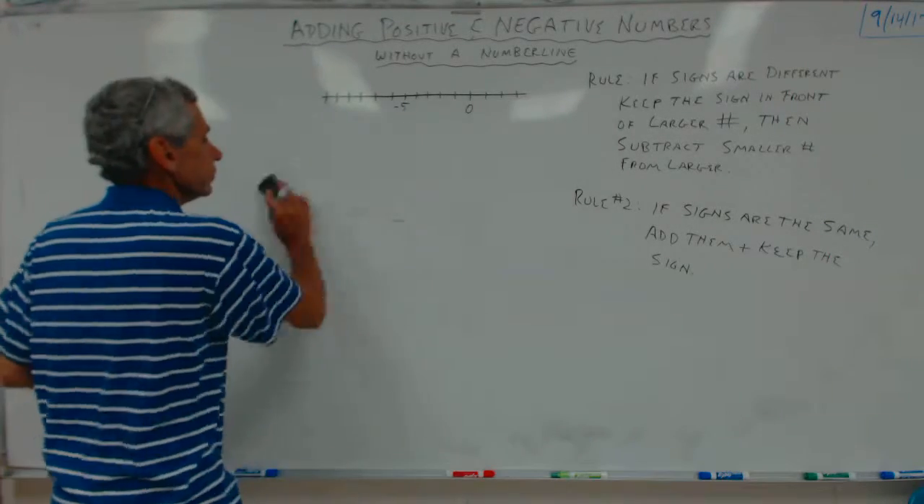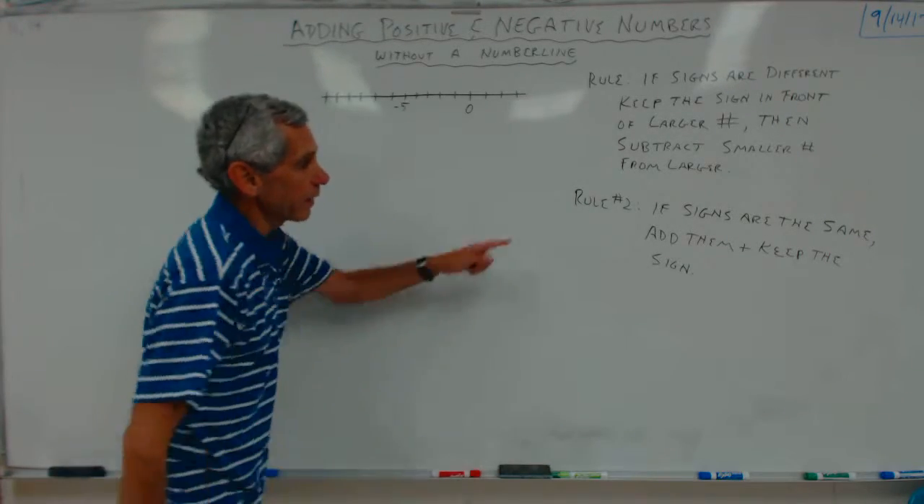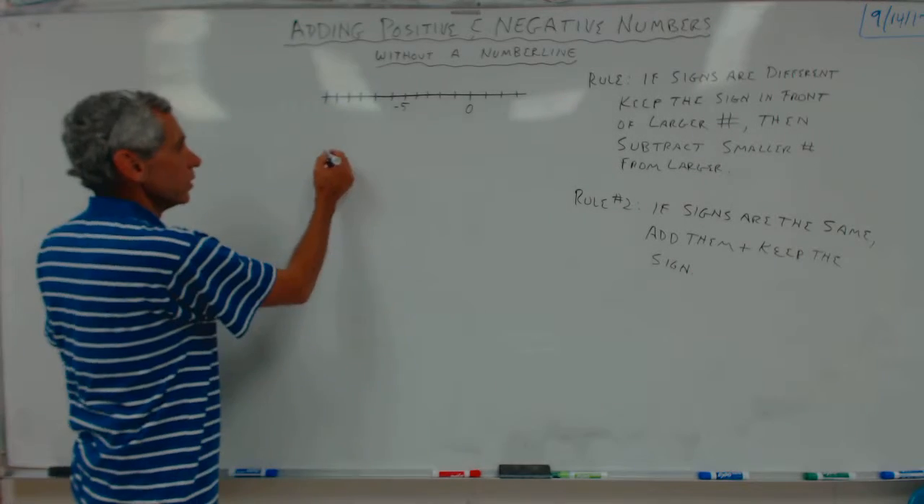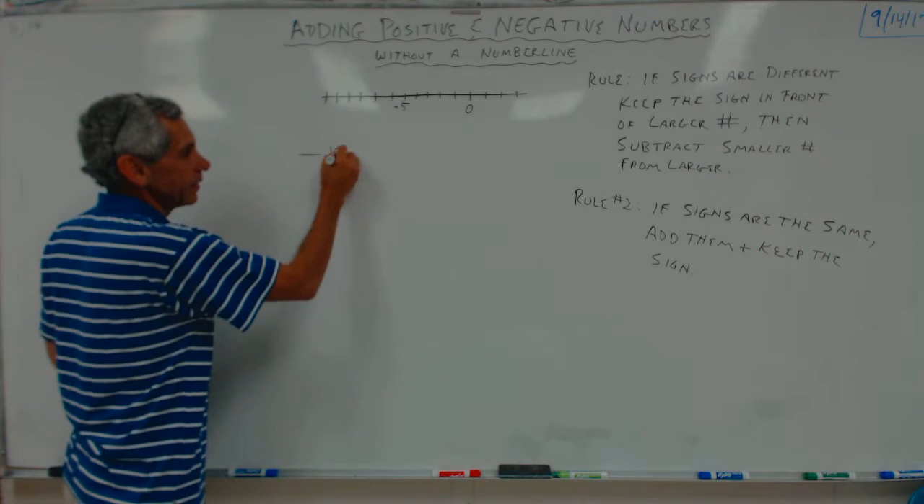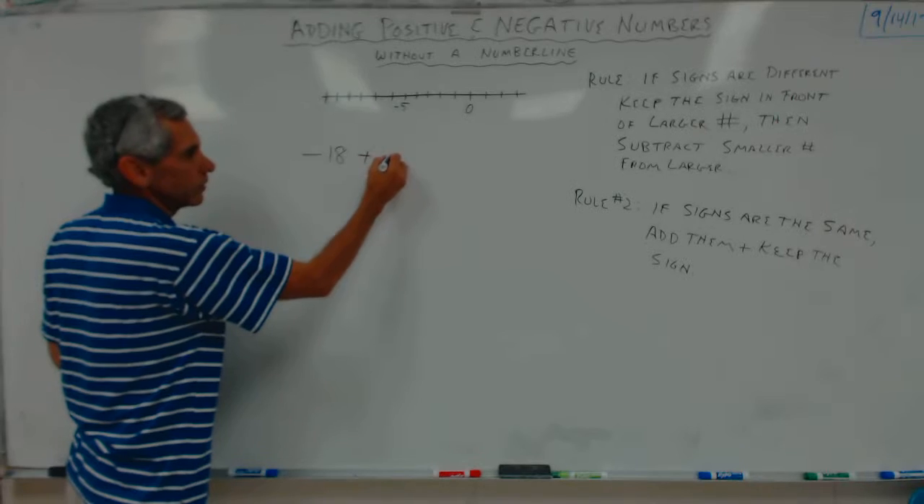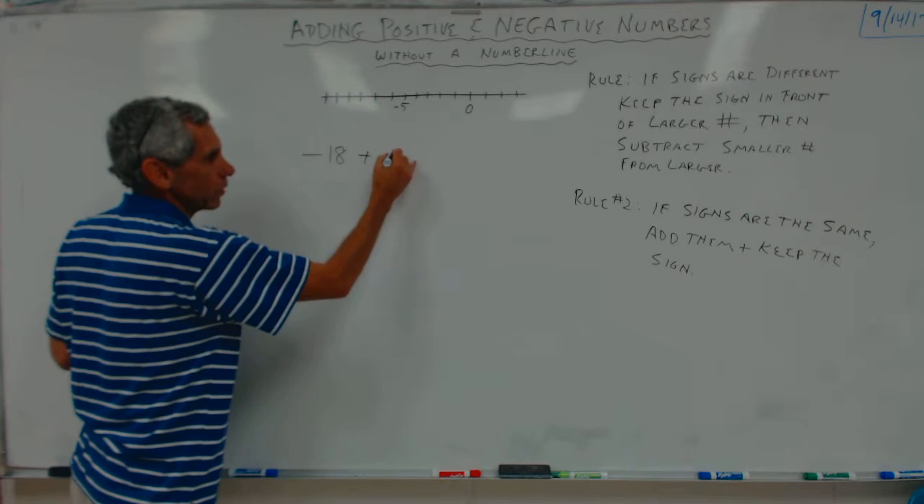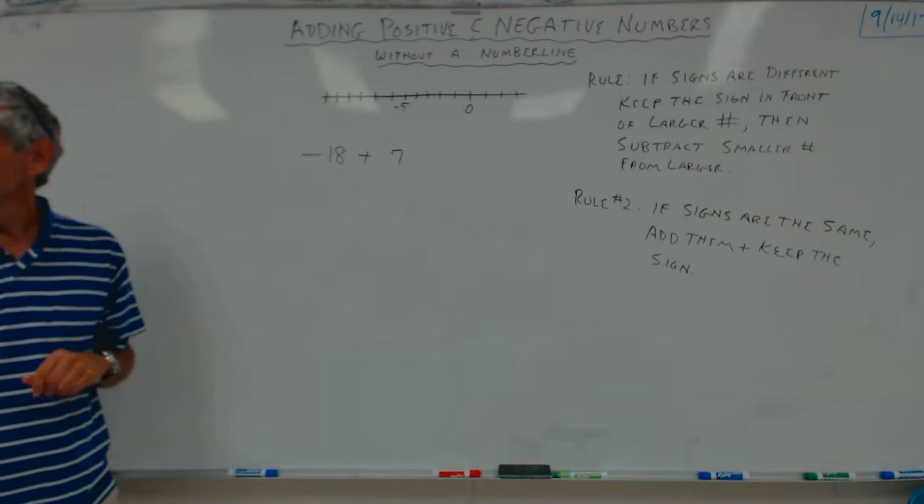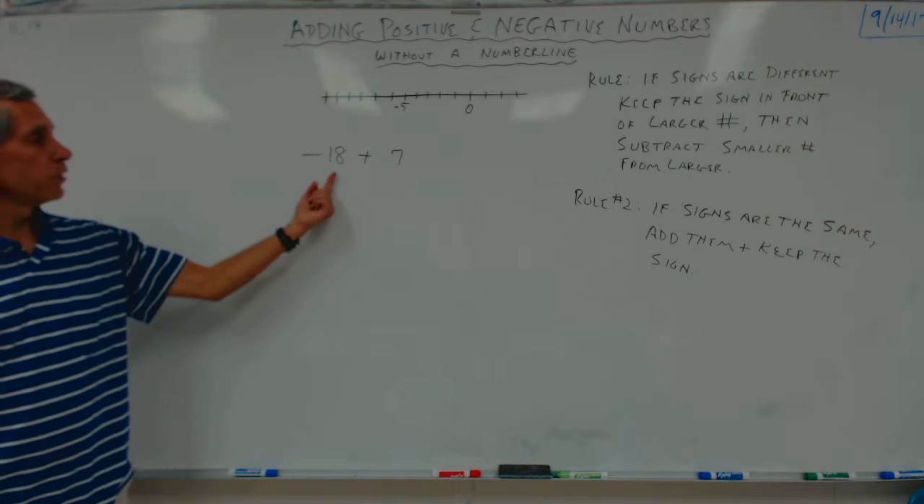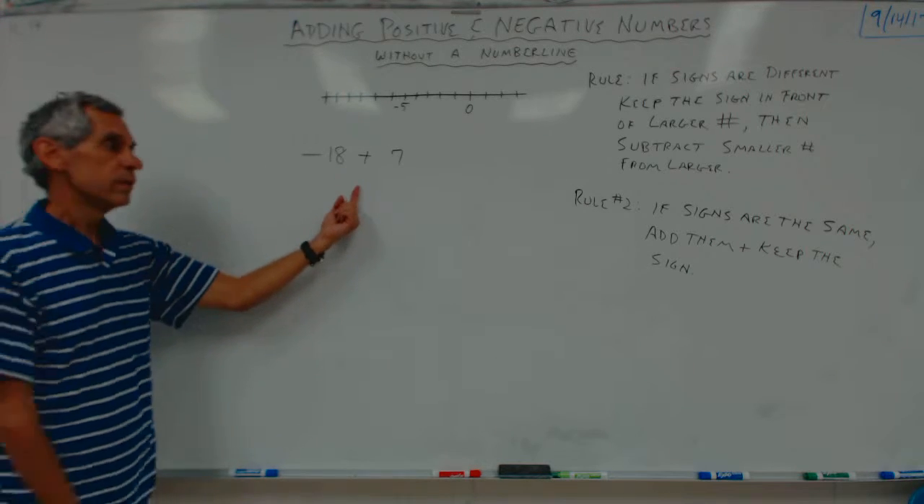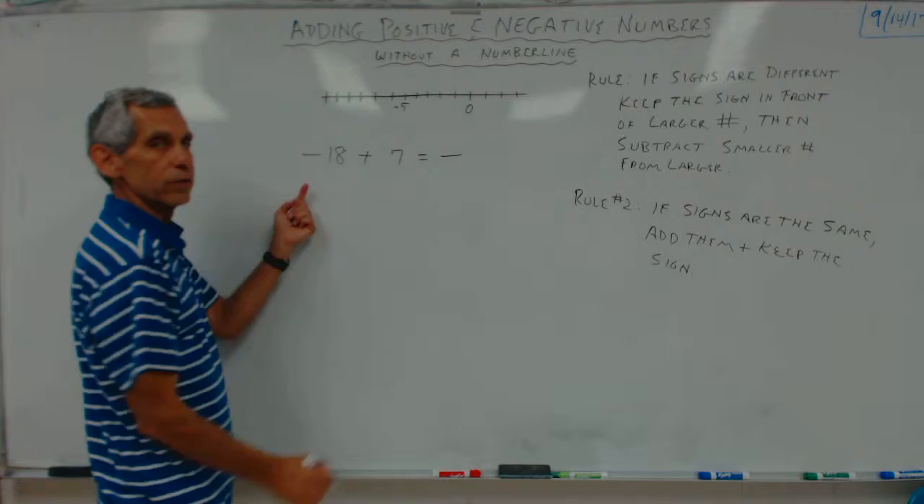But anyways, that's a good point. So let's just focus on these first. So I've got negative 18 plus 7. Which is bigger, 18 or 7? 18. So I'm going to keep that sign of the bigger number.